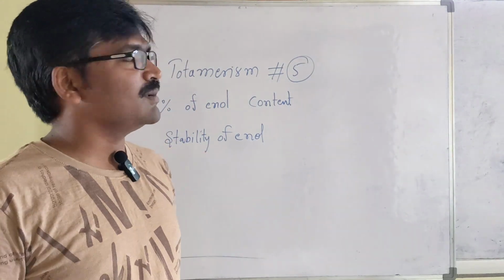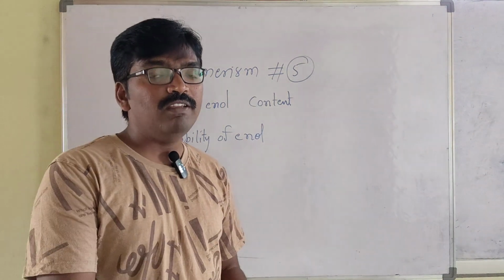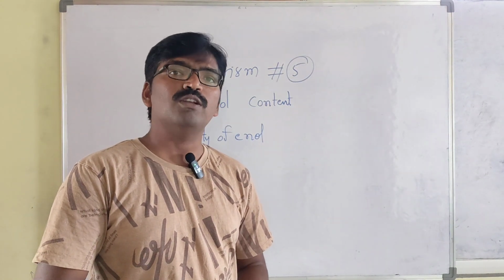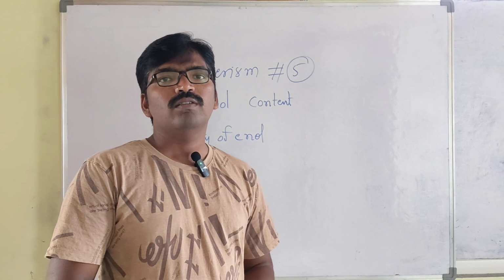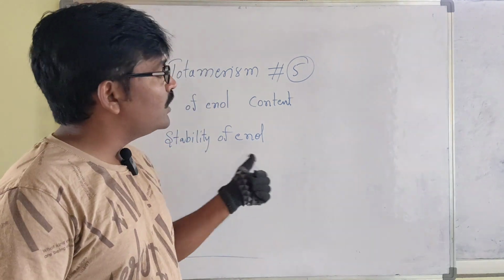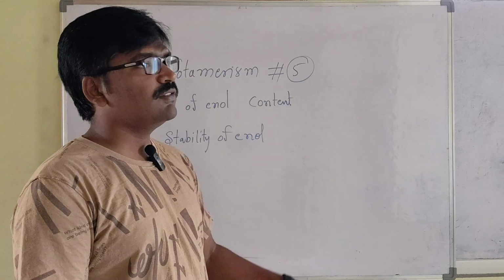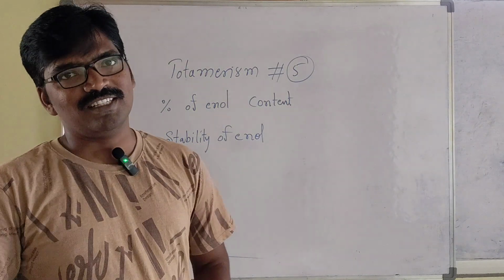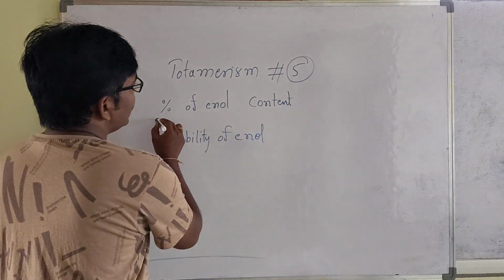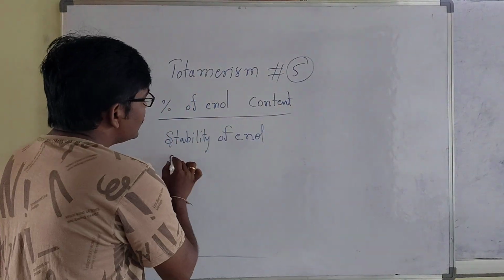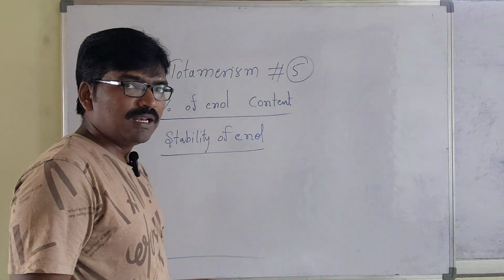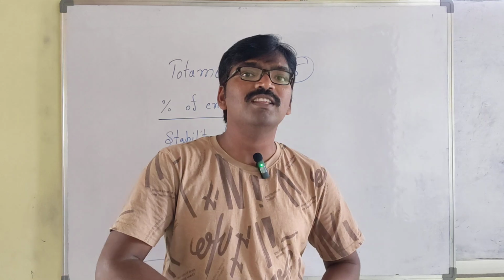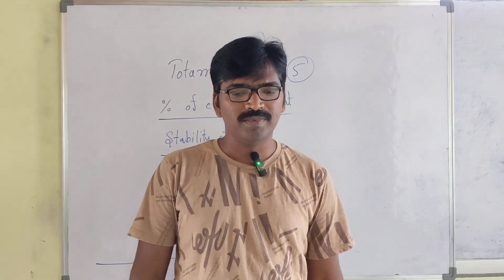Today we are going to discuss tautomerism. Previously we discussed class 11 tautomerism, video number 4. This is a continuation of the fourth video. Here we discuss the percentage of enol content and the stability of enols, and what factors affect the stability of enols.